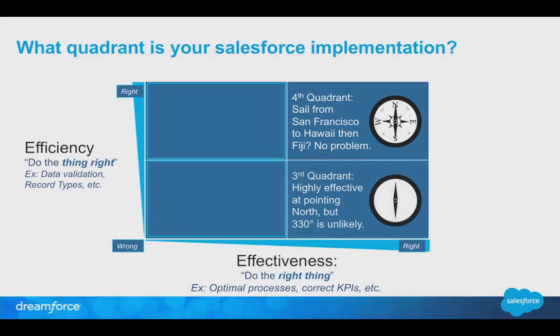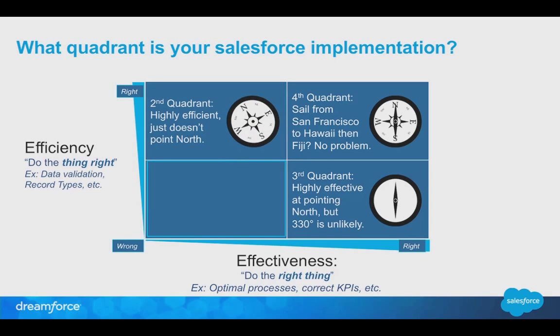Or are you in the third quadrant, which is you're very effective. Everybody knows which way is north. But if I say go 330 degrees or go northeast, it's a little bit fuzzier. You're not as efficient. Highly effective, just not efficient. Versus the second quadrant is awesome. We are so effective. It's phenomenal. But our compass is missing that one little element about which way is north. That's a bit of a bummer. Versus the first quadrant is just wrong. It's just wrong. The dial doesn't make sense. There's no arrow, all these obvious pieces.